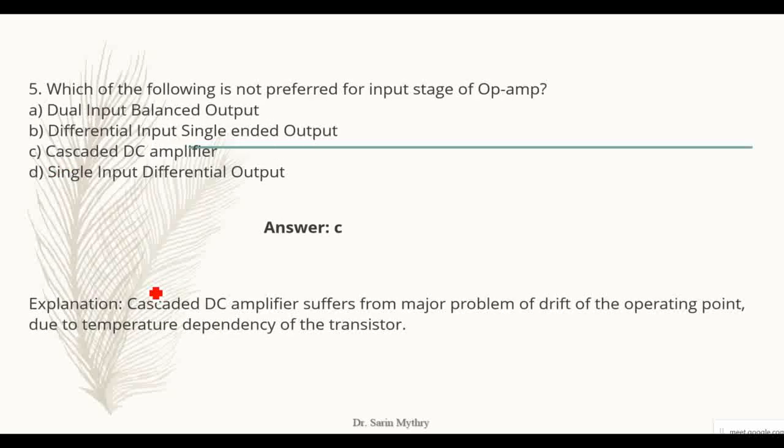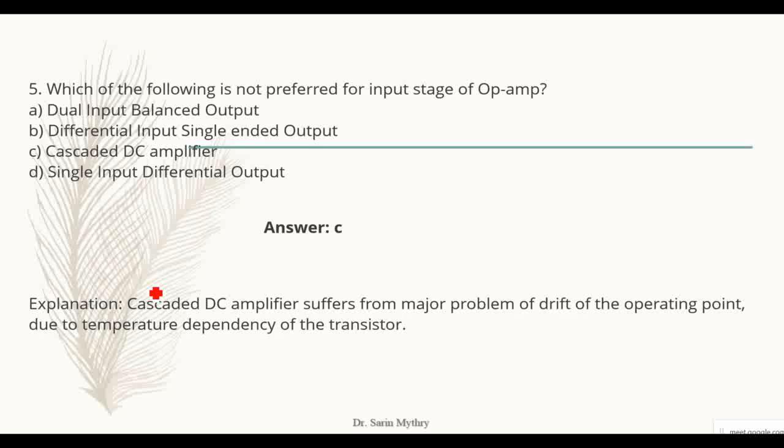Fifth one. Which one of the following is not preferred for the input stage of an op-amp? Let us see what the options are here. Here the options are dual input balanced output, differential input single-ended output, cascaded DC amplifier, single input differential output.